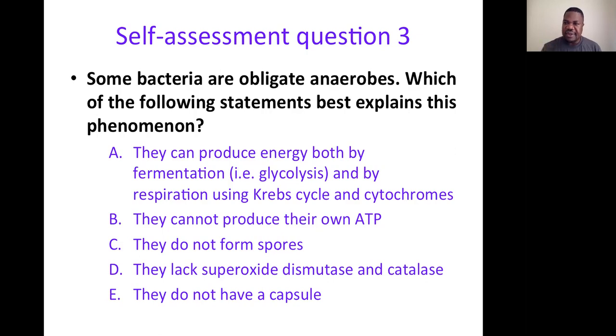Remember, the reason they are killed by oxygen is that they lack superoxide dismutase and catalase, which protect against cytotoxic products that are released during aerobic pathways. So the best answer here is D.